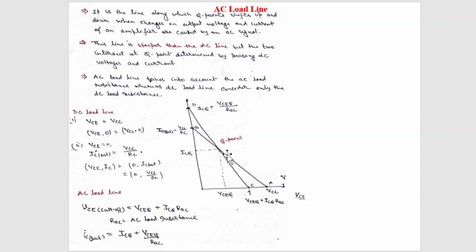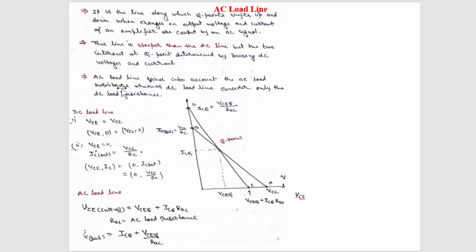This Q point is determined by purely DC biasing voltage and current. It is not determined by the AC signal. Whatever Q point we are determining is governed only by the DC signal, not by the AC signal. But the movement of the Q point along the AC load line, that shift up and down, is because of the change in the AC signal. The Q point is solely determined by the DC current and voltage. So this is the second important point which we learned in AC load line.